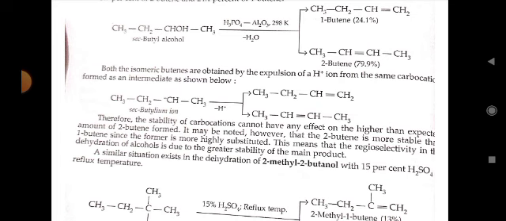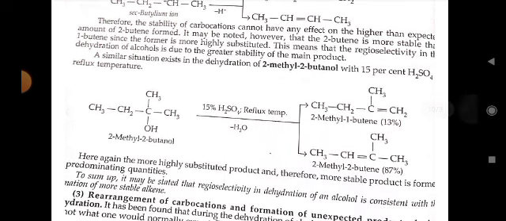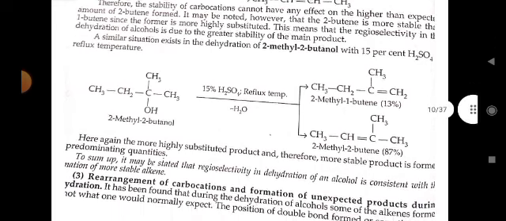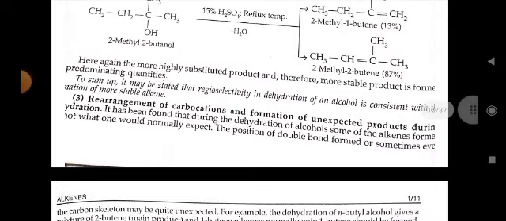A similar situation exists in the dehydration of 2-methyl-2-butanol with 15% of H2SO4 at reflux temperature. Here again, the more highly substituted and therefore more stable product is formed in predominating quantities. To sum up, it may be stated that selectivity in dehydration of an alcohol is consistent with the formation of more stable alkene, rearrangement of carbocation, and formation of unexpected products during dehydration.